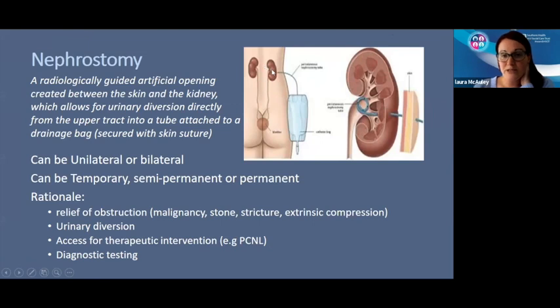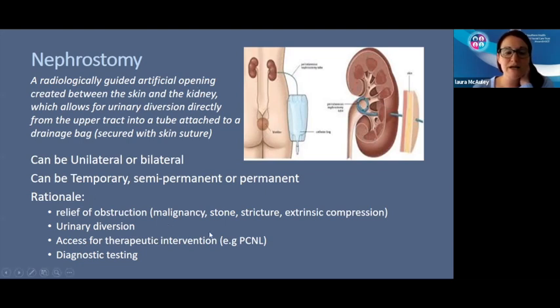It may be a temporary solution for an acute issue, such as an obstructing kidney stone or something like that. It may be semi-permanent until they have definitive surgery, for example, or it may be a permanent option, for example, in somebody who has invasive cervical cancer or invasive uterine cancer or bladder cancer, where the ureters are never going to be salvaged. And this is a long-term solution to maintaining their renal function and drainage.